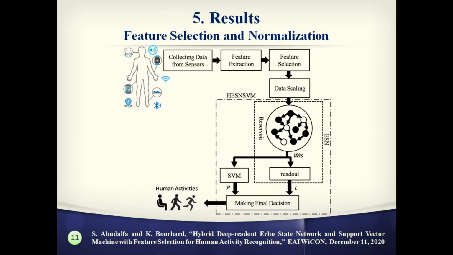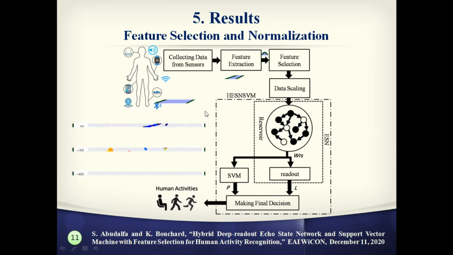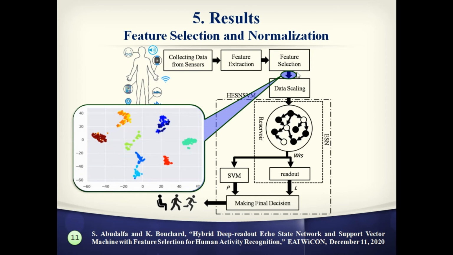To show the performance of the presented solution, we used a tool to visualize the dataset. We can see in this figure that the classes are unclear, but after applying feature selection, we can see now that the classes are well separated. So applying feature selection is a good process.